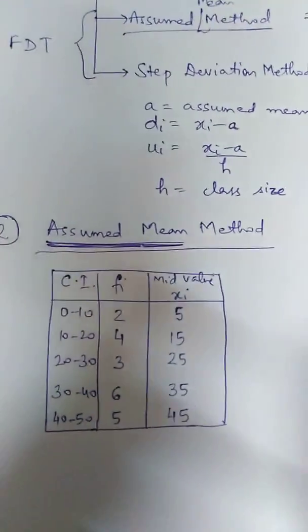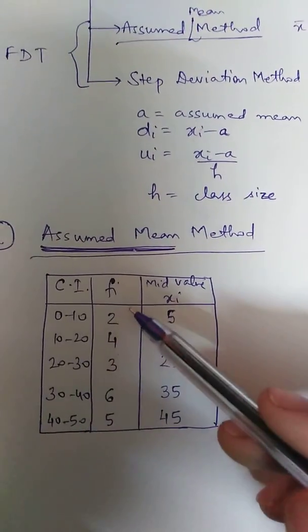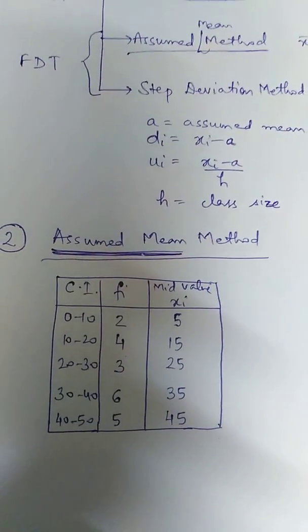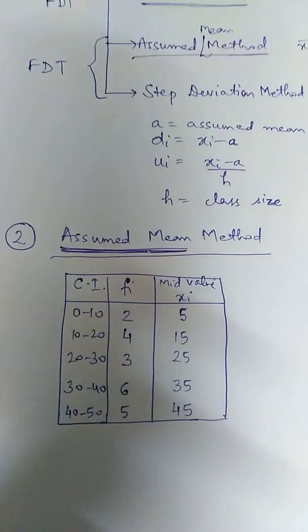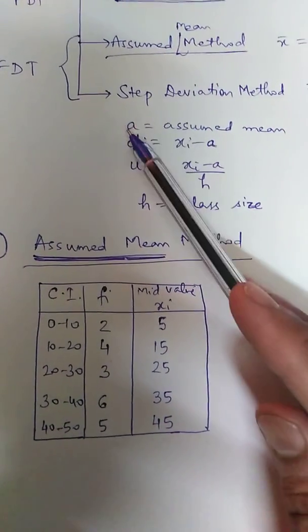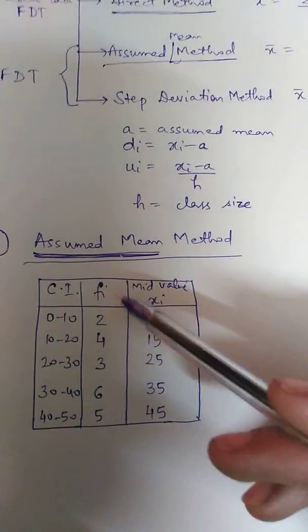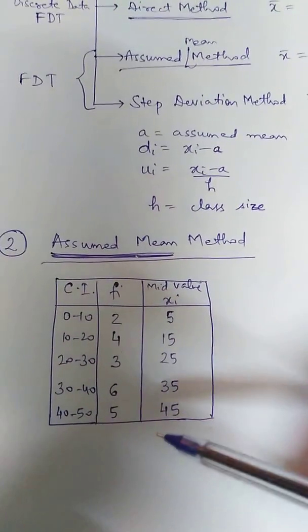So this is why I have told you that these are of no meaning if we write this data in the form of individual series. So with this point you will be able to learn that this assumed mean A has to be taken from this data mid value, not from the frequency. I hope you can now understand.